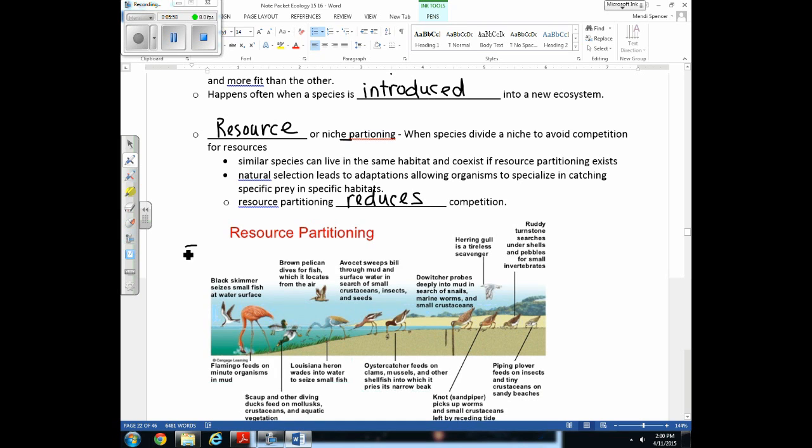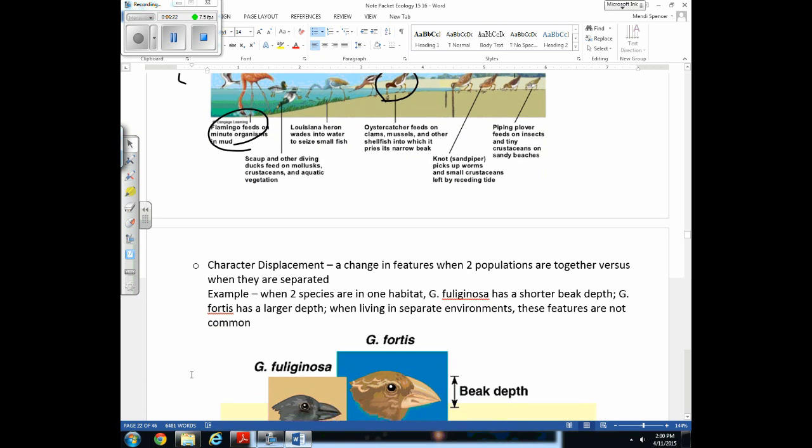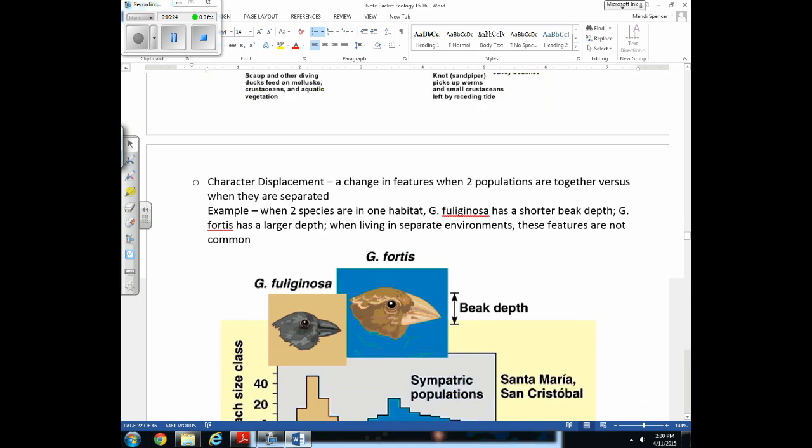So in this picture down here, you can see that it looks like there's many different birds that are living in the same habitat, but they actually have different niches because it's like they've divided the resources in that habitat. So some birds will feed in the deeper waters, some are feeding in the more shallow waters, and you can see that they all have different adaptations that help them get their resources in those different areas.